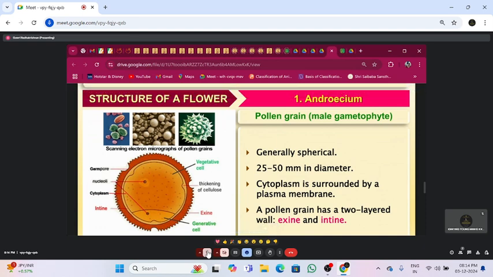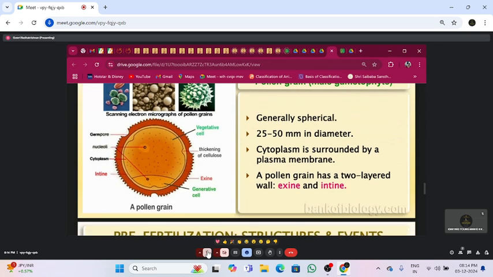So about the pollen grain, how is it? Each species or each plant, it depends on the plants. They exhibit different shapes, sizes, colors, and everything. And of course, it's microscopic. It is generally spherical because it will be easy to be transported, and it's 25 to 50 micrometers in diameter, and the cytoplasm is surrounded by a plasma membrane.